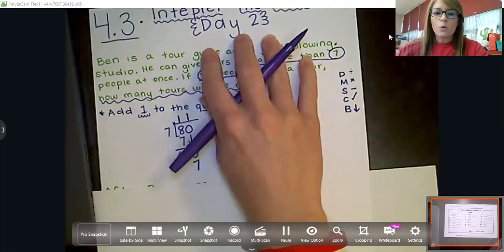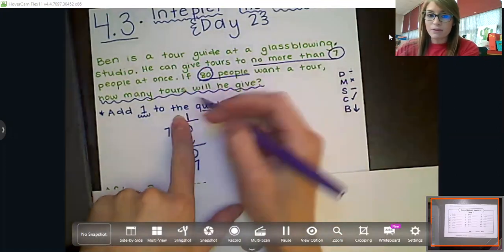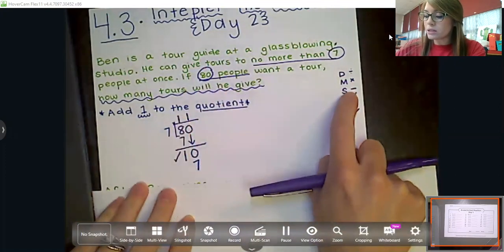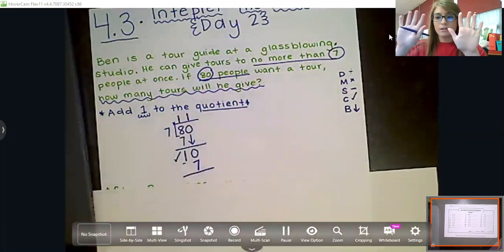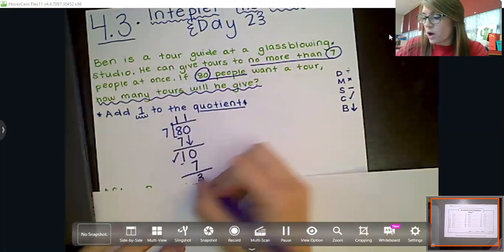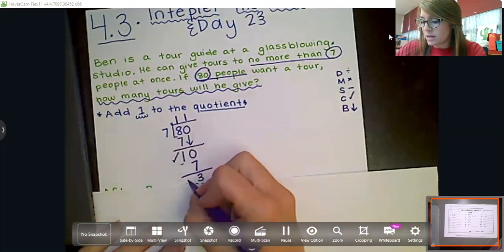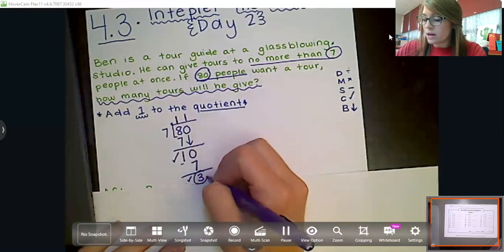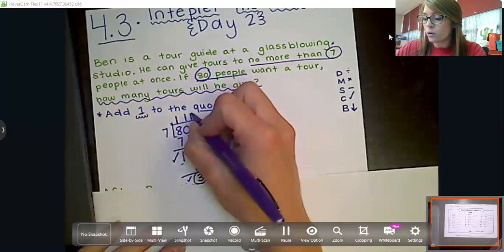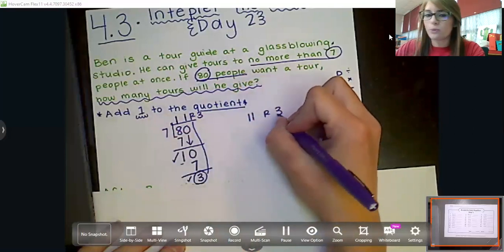Okay, so we have divided. 7 went into 10 one time, and then we multiplied. 7 times 1 gave us 7. So now we are subtracting. 10 minus 7 is going to give me 3. Very good. Okay, then we check. Is 3 less than 7? Yes, it is. So then we bring down. Oh, and there's nothing left. So this 3 becomes my remainder. So my answer is 11 remainder of 3.